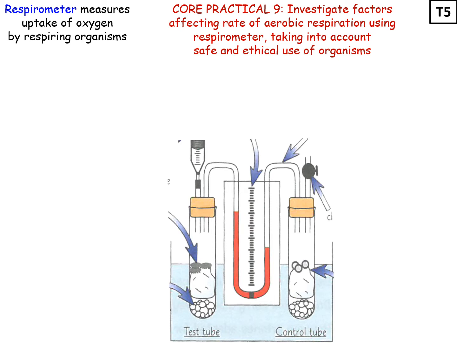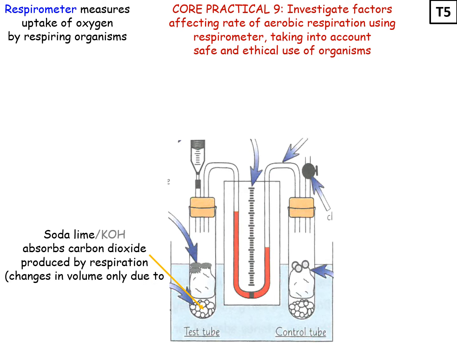by organisms that respire. When these organisms respire, they produce carbon dioxide. And that carbon dioxide could affect the results of the experiment, so it needs to be absorbed, and this is done using a chemical called soda lime. Therefore, any changes in the volume of the respirometer are due to the uptake of oxygen. The carbon dioxide that is produced from respiration has no effect.